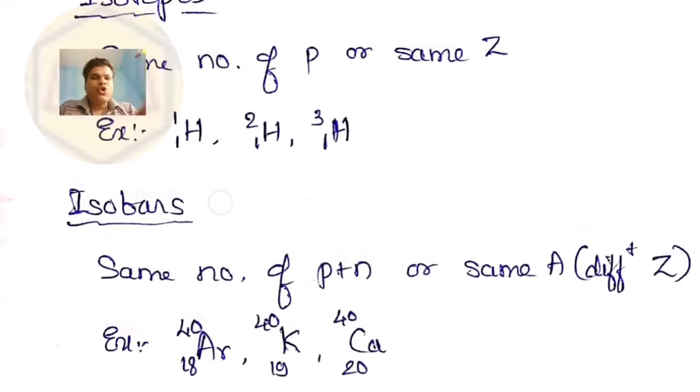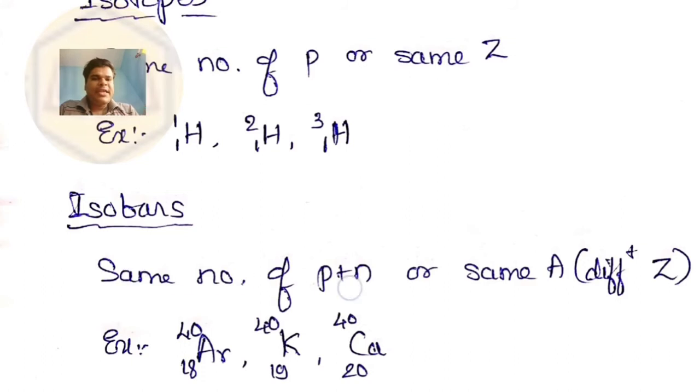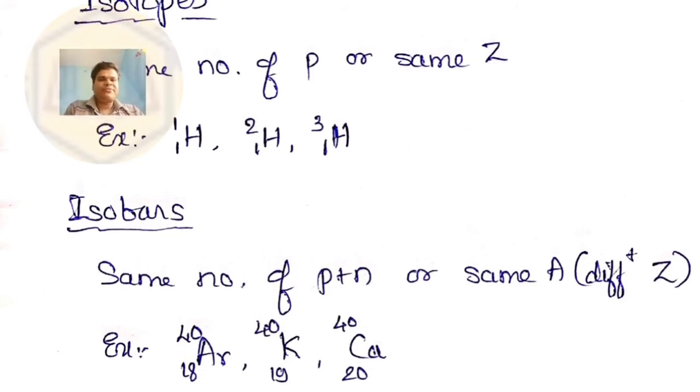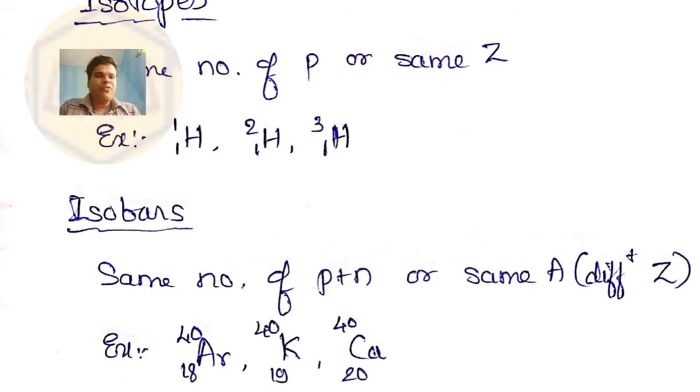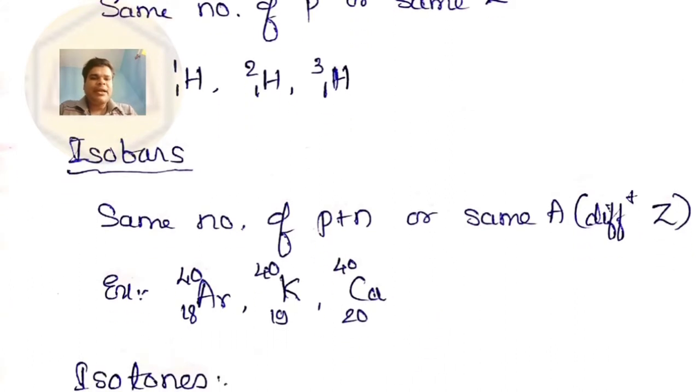Next, isobars means the same number of protons plus neutrons. Two atoms with the same number of protons plus neutrons, or the same A, right? The mass number A should be the same. Z may be different, of course usually Z differs, but we only look at the mass number. If the mass number is the same, we call them isobars. See the example here: argon, potassium and calcium. In all these cases we definitely have different Z, which is 18, 19, 20, but the mass number is identical for all these cases. So these three species can be called isobars.